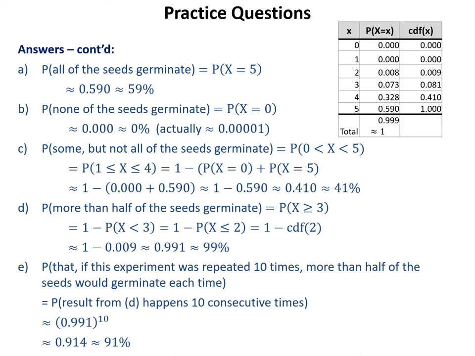And finally, for part E, we want the probability that if this experiment was repeated 10 times, more than half of the seeds would germinate each time. So the simplest way to do this is to see that this is simply the same as the probability that we get the result from D, which is more than half the seeds germinate, to happen 10 consecutive times. So we can just use the answer, and we'll take the three sig figs, we'll take the 0.991, and we'll raise it to the power 10. And that gives us our answer rounded to 0.914, or to the nearest percent, 91%.